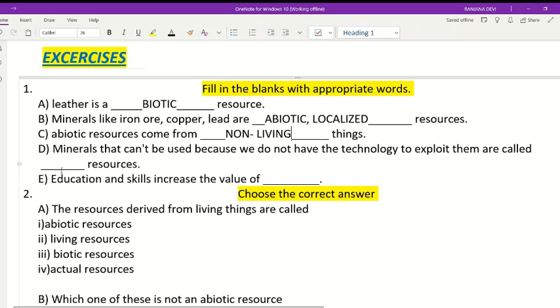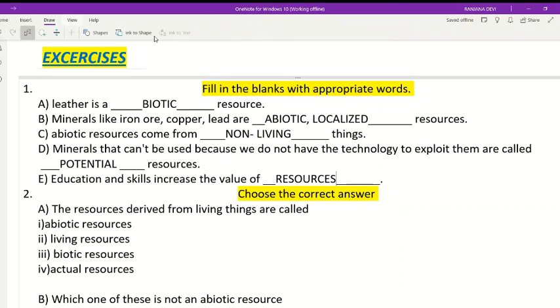Next is question D, which is minerals that can't be used because we do not have the technology to exploit them are called dash resources. As I told you, the minerals that can't be extracted or exploited by us because we don't have sufficient technology, but we know them, are known as potential resources. Next, education and skills increase the value of the resources. As I told you, if a country's people are educated, it will increase the value of the resources of the country. And I also gave you the example of Japan in my previous video.